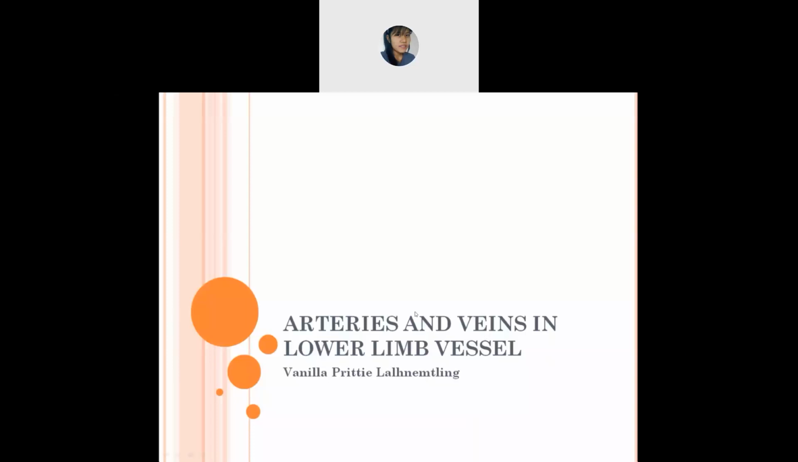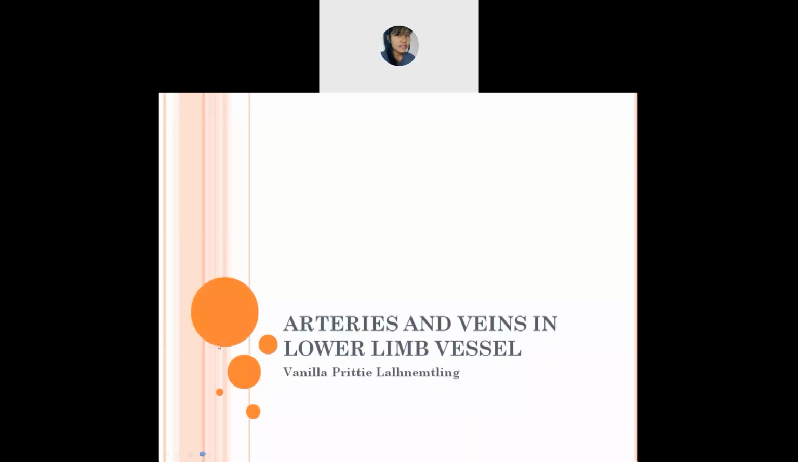So today we will be discussing the topic of arteries and veins in the lower limb vessel. Whatever veins and arteries you have in the lower limb side, in your leg portion, we will be discussing that. We will be revising on that topic.